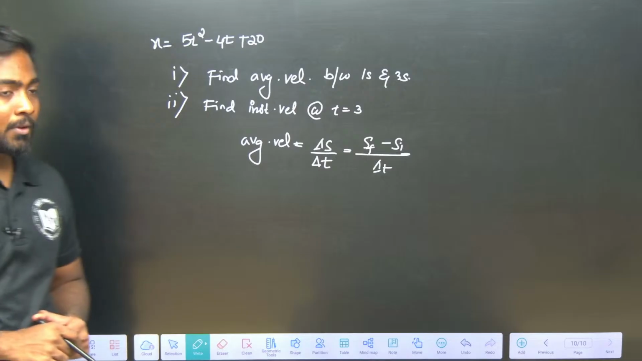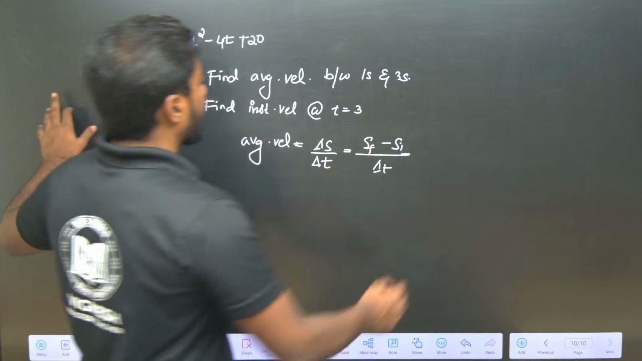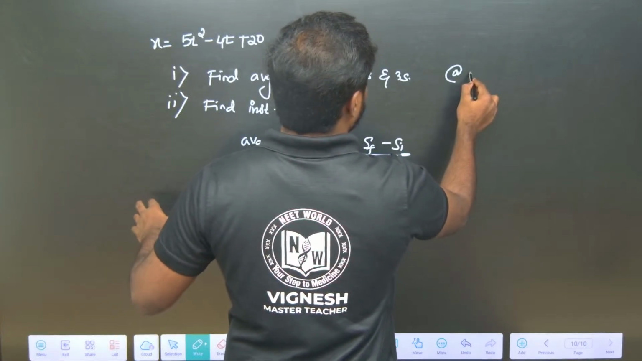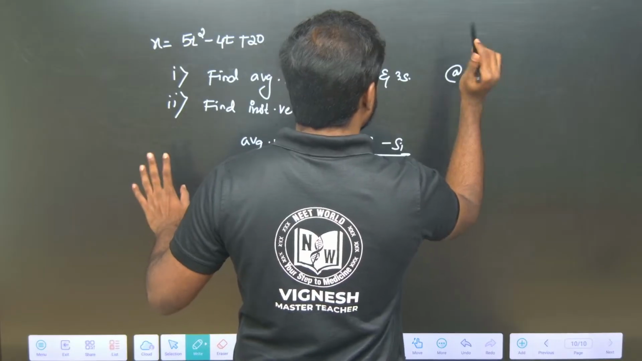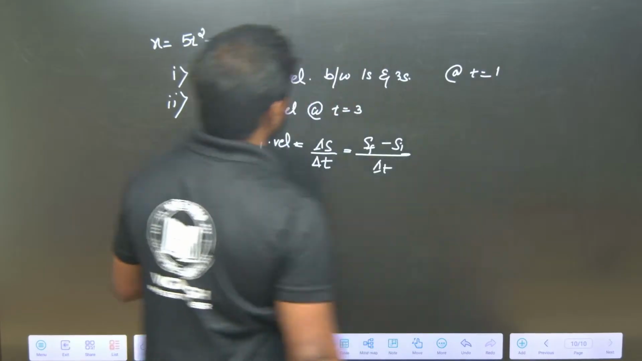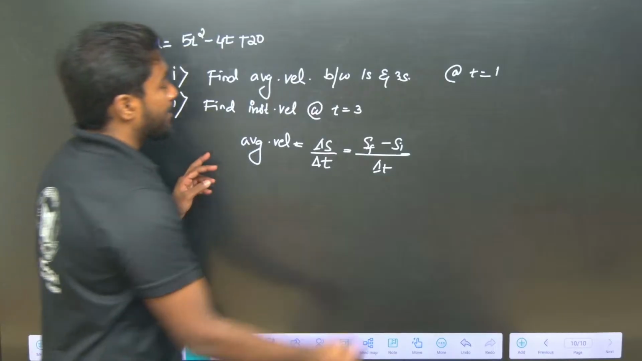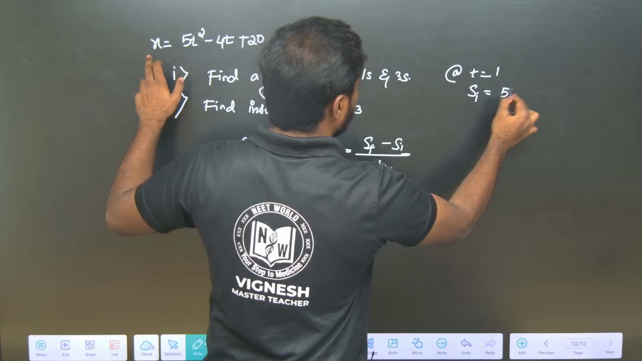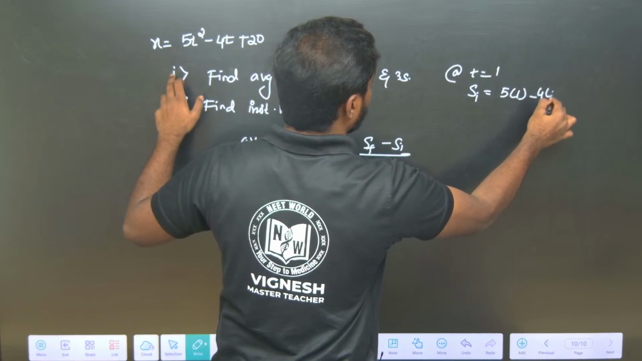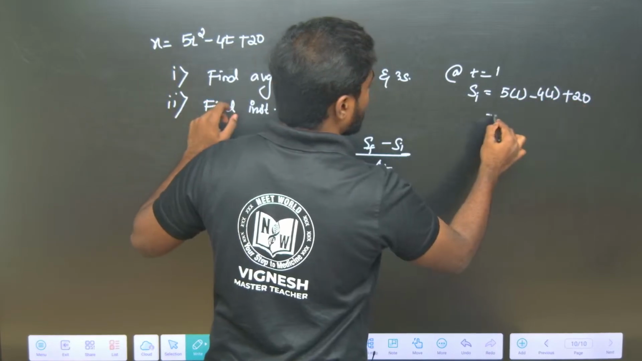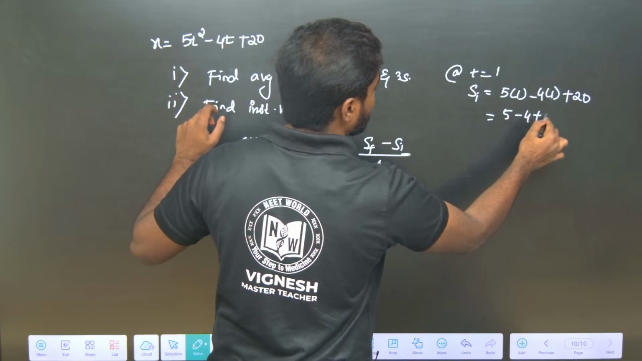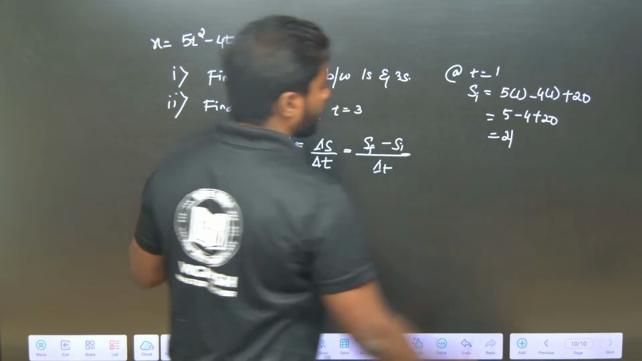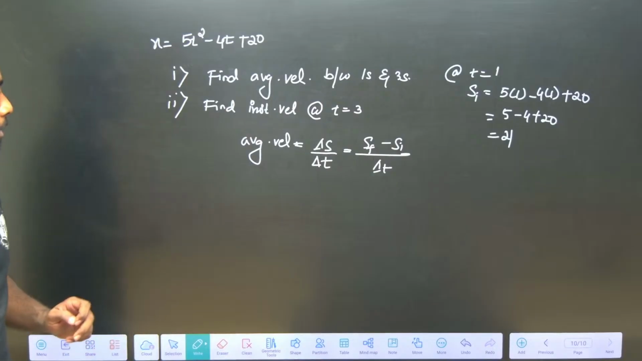Right? Okay. So at t equals 1, S initial will be equal to 5 into 1 minus 4 into 1 plus 20, which is nothing but 5 minus 4 plus 20, 21. That's the initial, right?